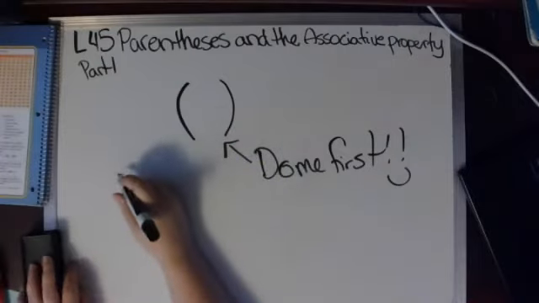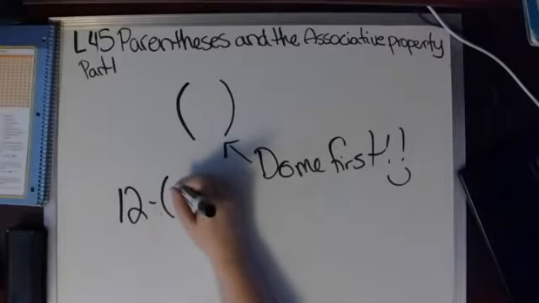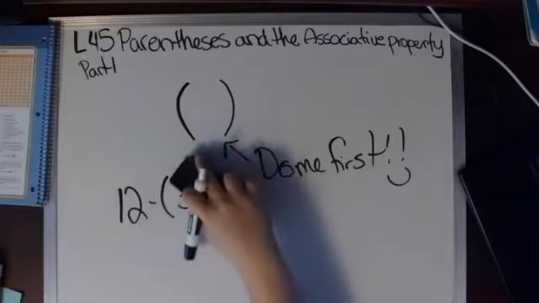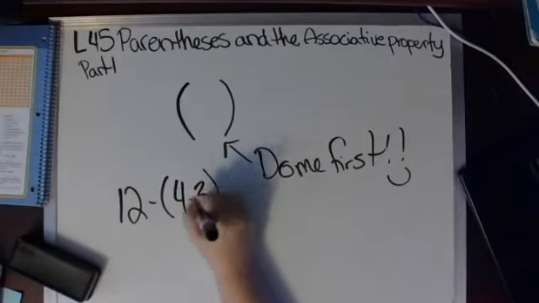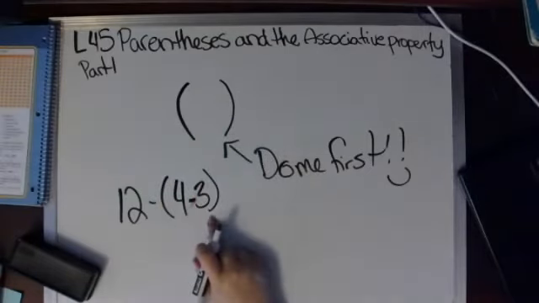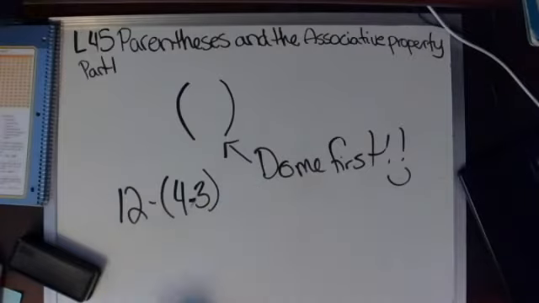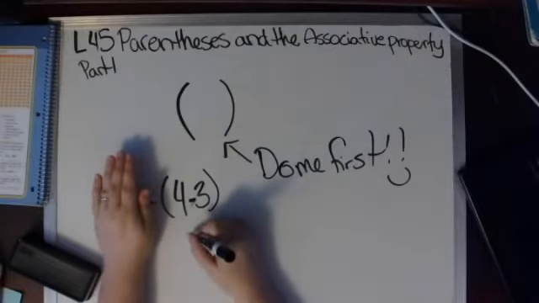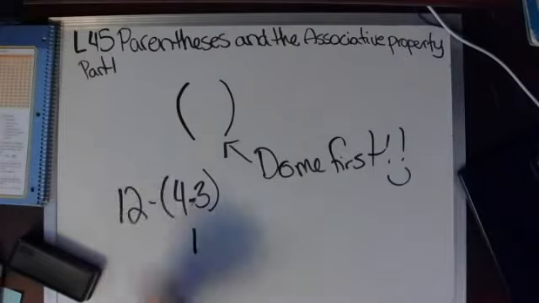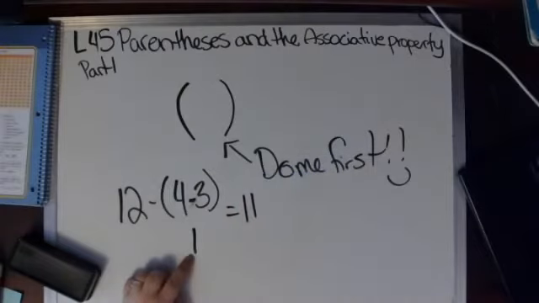So for example, if you have a question like 12 takeaway, parentheses 4 takeaway 3, the parentheses say, do me first, which means you do this before including the 12. So right now, we're going to ignore the 12. We're just going to do 4 takeaway 3. Well, 4 takeaway 3 is 1. Now I do the rest of my subtraction, and I say 12 takeaway 1, which gives me 11.